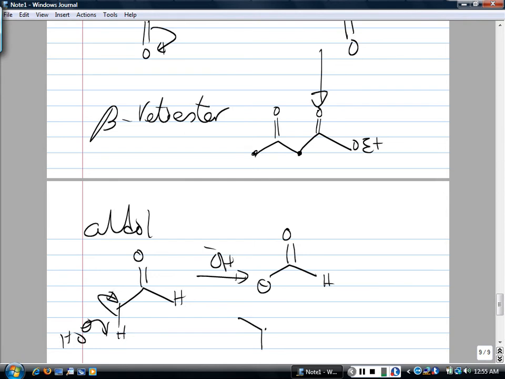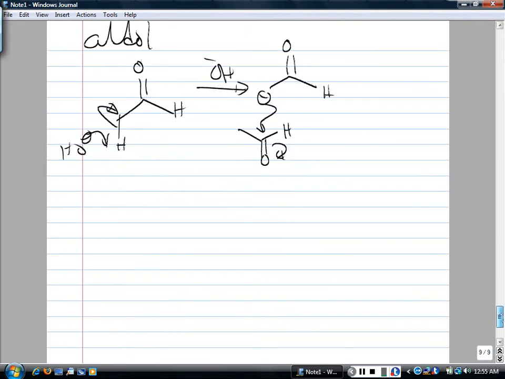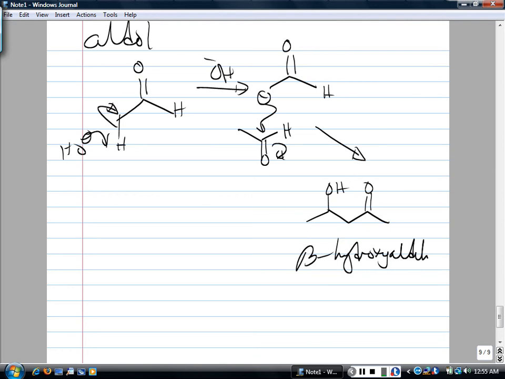The enolate was born in a medium that contained its parent, so it scavenged the parent and generated this species. Right? What you got was a beta, well, it made O minus first, which we then protonated. But what you got was a beta hydroxy aldehyde. Right? You got a beta hydroxy aldehyde.